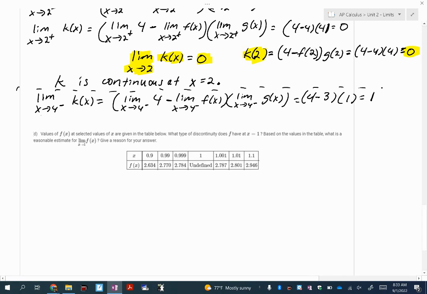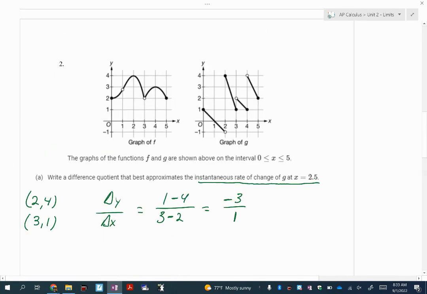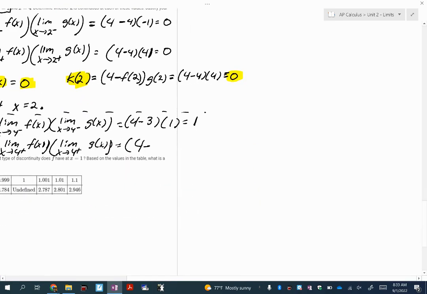So 1 times 1 is 1. Let's do the same thing, but approach 4 from the right. All right, so that's going to be 4 again. This time we'll approach 4 from the right at these two different functions. So it's going to be 4 minus, let's see what it is for 4 from the right for f of x. It's still 3, and then 4 from the right for g is actually going to be 4. So this is 4 minus 3 times 4. And when you do that, you get 1 times 4, which is 4.